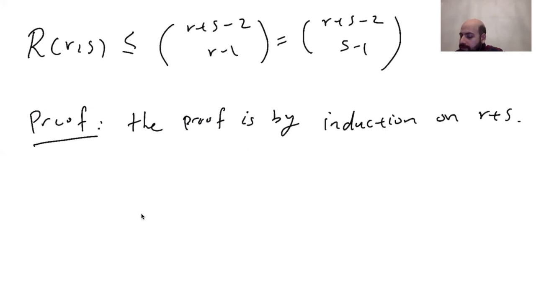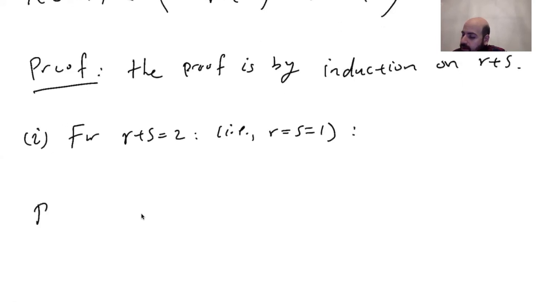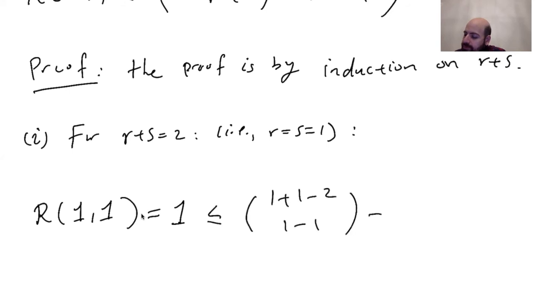Remember R and S are each greater than or equal to 1. So R plus S is 2 only if R and S are both 1. So for R plus S equals 2, i.e. R equals S equals 1, what can we say? R of 1 and 1 is 1, a complete graph of size 1. We just need one vertex. And this is the same as 1 plus 1 minus 2 choose 1 minus 1. It is 1.